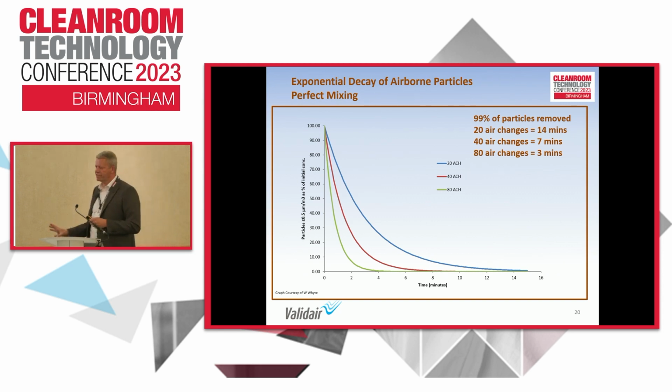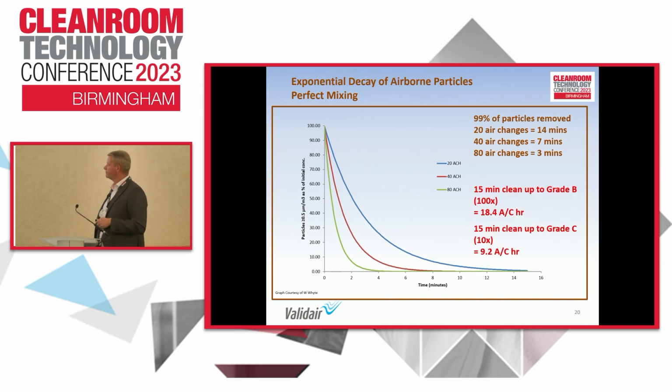Air change rates are necessary for recovery, but the air change rate value is not what dictates how clean your room's going to be. Here's an example. If you wanted a 15 minute cleanup for a grade B area, 18.4 air changes with perfect mixing will give you that. Sorry, when I wrote this slide, Annex 1 wasn't out, it was 15 to 20. Now it says less than 20, but for 15 minutes, it's 18. For grade C, it's 9.2 air changes. But again, that's just for cleanup.